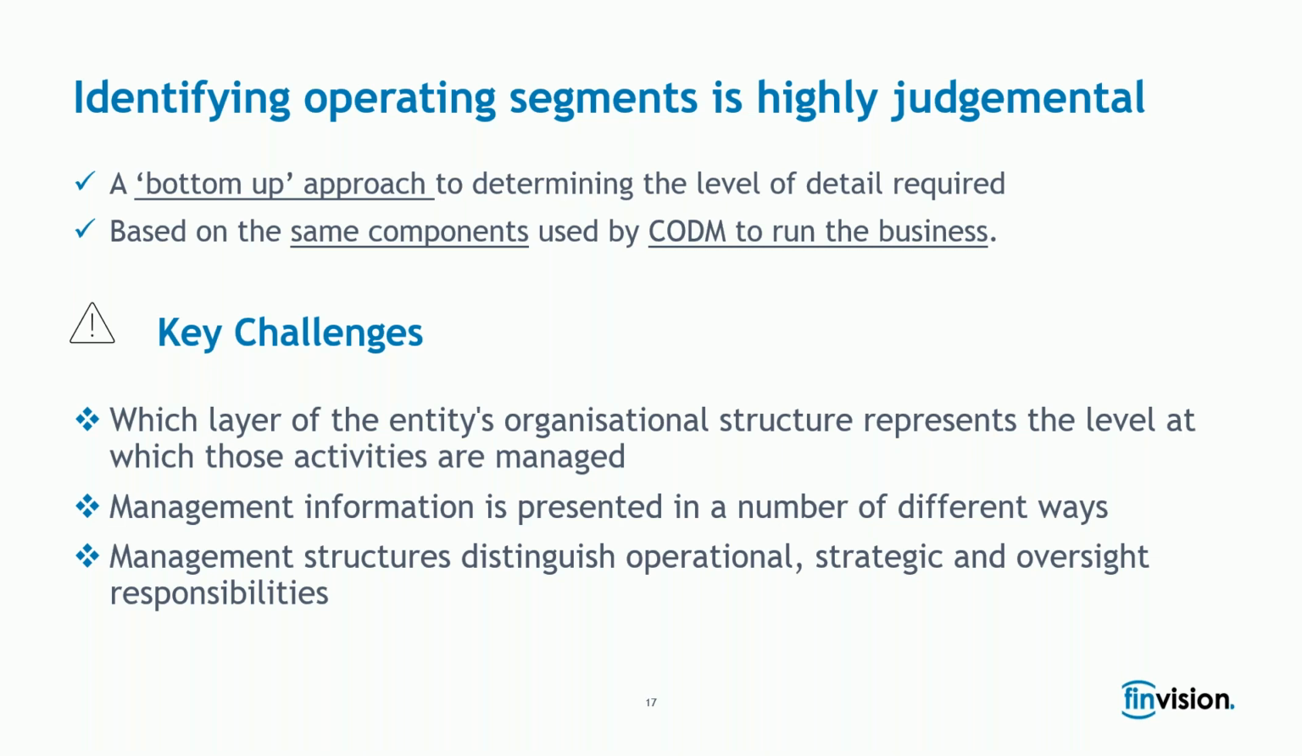at what layer is the entity's organizational structure representing the level that they are using to manage the company. So there could be several levels used there, but the key question will be identifying what level is used to manage the business by the chief operating decision maker. If in practice, and probably it's common in a lot of companies, information in management reporting is presented in several ways, then finding the specific one that is used to manage the business could be challenging, especially if management structures it in both operational, strategic, and oversight responsibilities.